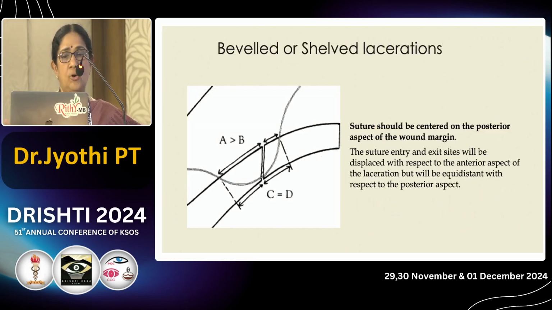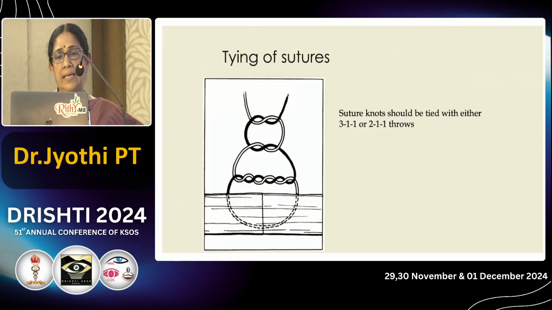Whereas for a beveled or a shelved laceration, you can see that it should be centered on the posterior aspect of the wound margin rather than the anterior aspect. If you center it at the anterior aspect, it can produce a posterior wound gape. Tying of sutures: suture knots should be tied with either 3-1-1 or 2-1-1 throws.